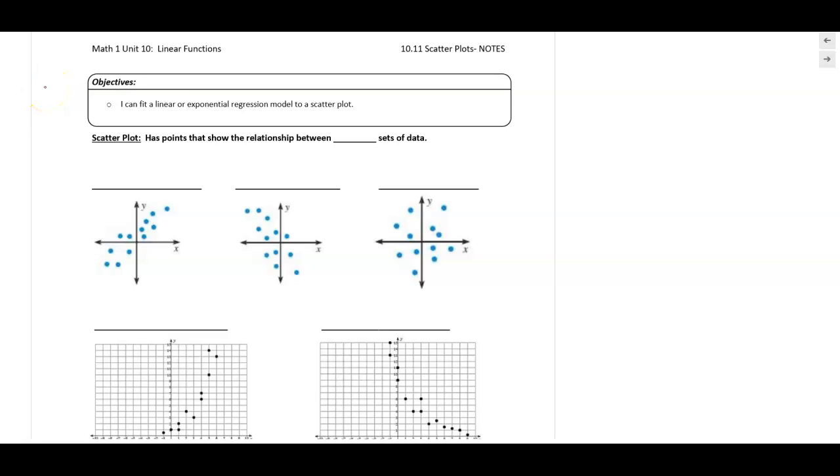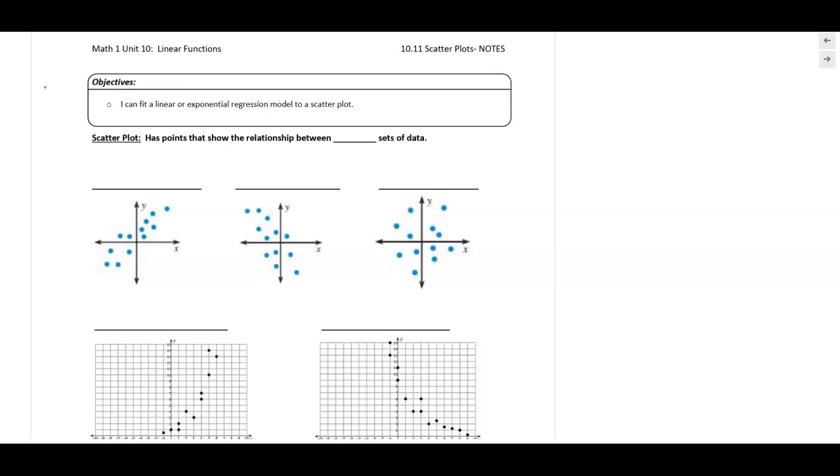Hello, Math 1. This lesson is on 10.11, which is your introduction to scatter plots. Everything you guys have dealt with so far up to this point has been data that's aligned perfectly in a straight line, or as an exponential graph or a perfect exponential decay graph, right? So now we're going to take a bunch of points and create a scatter plot that shows a relationship that we can fit a model to.